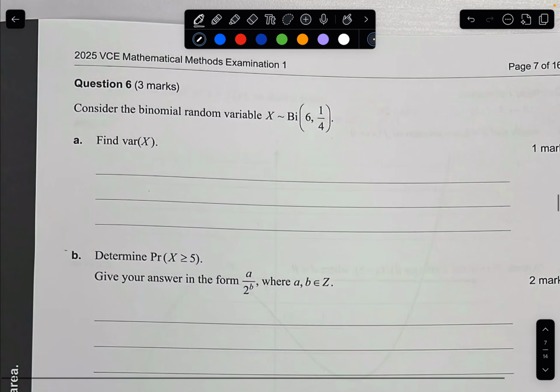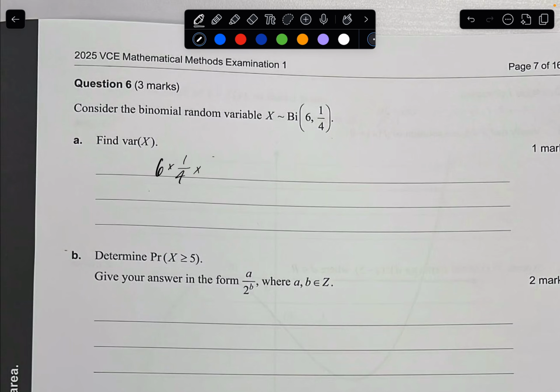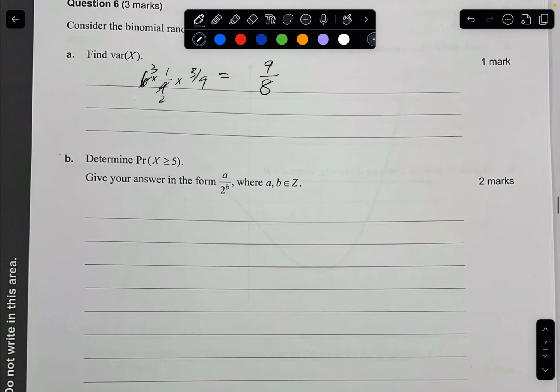Find the variance of the binomial. So the variance of a binomial is n times p times 1 minus p, which will be, that's 2, that's 3, so 9 on 8. Yeah.